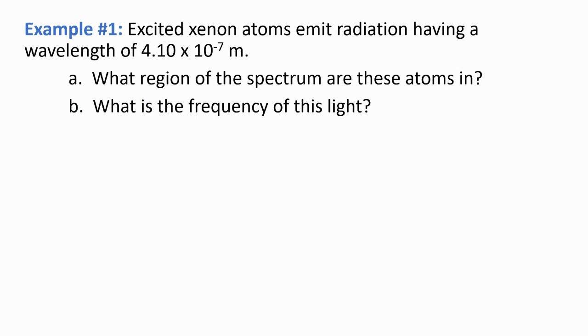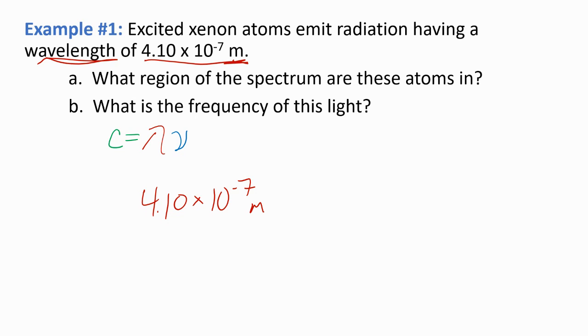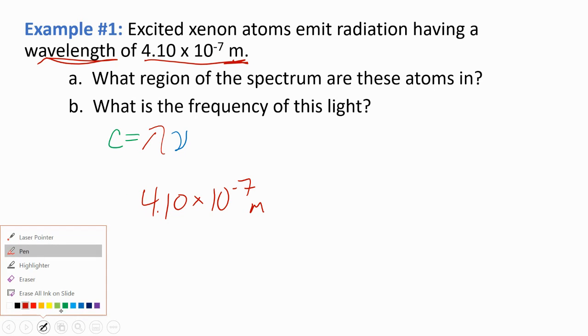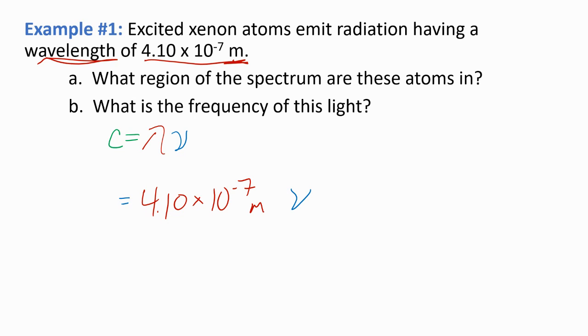All right, so let's do some of these problems. So ultimately, the equation is that the speed of light is equal to the wavelength, which needs to be in meters, times the frequency, which needs to be in hertz. So what we have given here is a wavelength. We have 4.10 times 10 to the minus 7 meters, another indication that's meters, right? We're looking for the frequency. So we're looking for this, and what we have is the speed of light, and the speed of light is always 3 times 10 to the 8th meters per second.